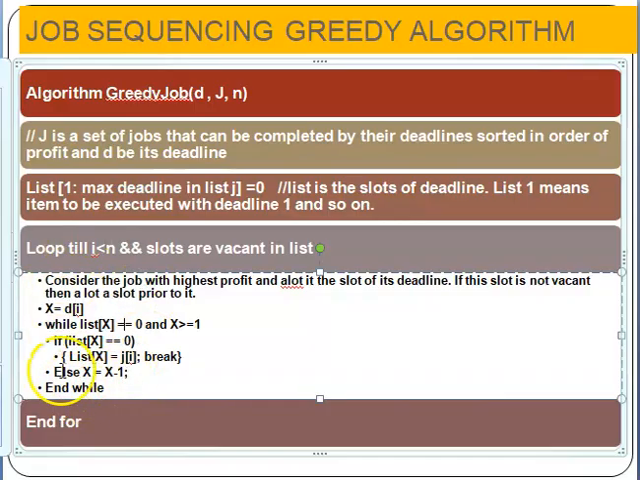So in this loop we are going to loop for all the n jobs, and in this particular while loop over here we will look for the slot that is vacant, and if the slot is not vacant, then we will shift to one slot prior to it or before it. So this is the algorithm for job sequencing.